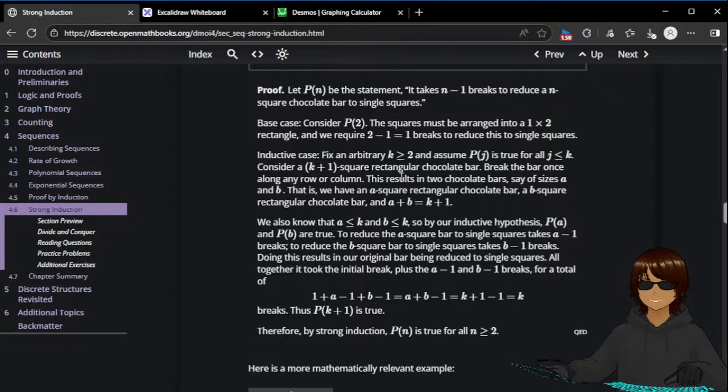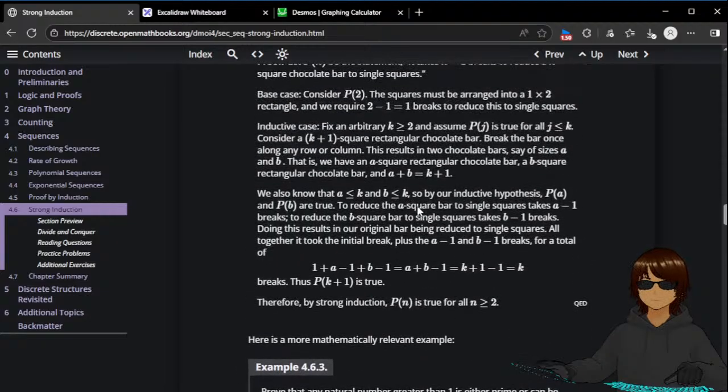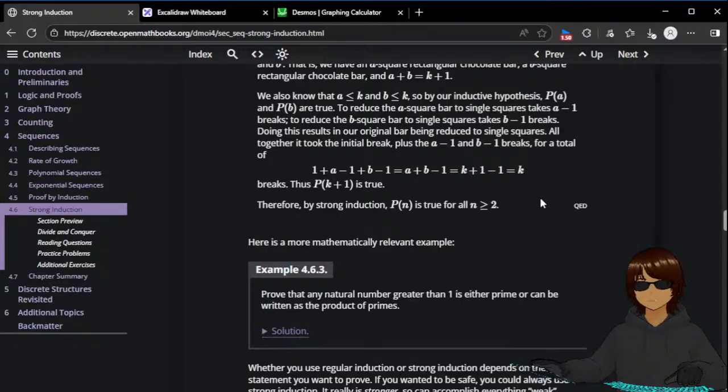Consider a k plus 1 square rectangular chocolate bar. Break the bar once along any row or column. This results in two chocolate bars, say of sizes A and B. That is, we have an A square rectangular chocolate bar and a B square rectangular chocolate bar, and A plus B is equal to k plus 1. We also know that A is less than or equal to k and B is less than or equal to k. So by our inductive hypothesis, P(A) and P(B) are true. To reduce the A square bar to single squares, take A minus 1 breaks. To reduce the B square bar to single squares, take B minus 1 breaks. So we already did that in the exercise.